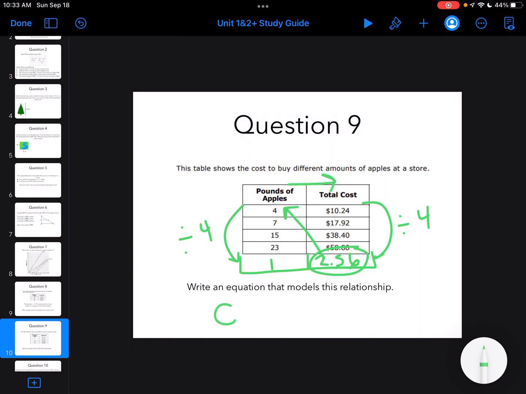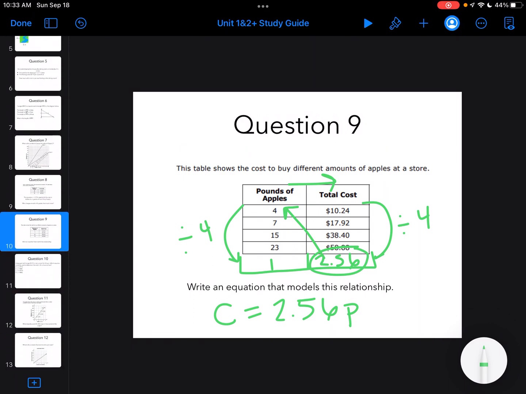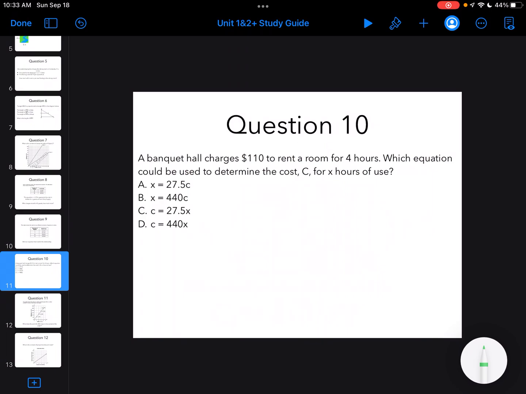So I know C equals 2.56p. So no matter how many pounds of apples I buy, I multiply it by $2.56 and I'll get the cost. A banquet hall charges $110 to rent a room for 4 hours. Which equation could be used to determine the cost for X hours of use? So for any hours of use.